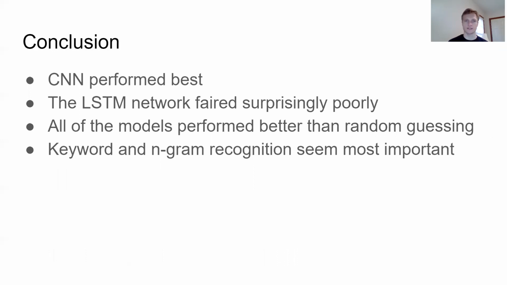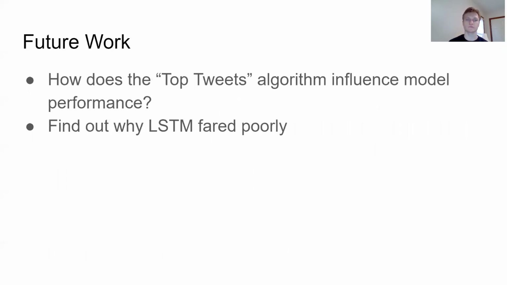The CNN performed best. I'm surprised that the LSTM did poorly, because the LSTM itself is designed for sequence data like tweets are, and natural language processing, which is what tweets are. All of the models perform better than random guessing, which is good. And the keyword and n-gram recognition seem most important in models, hence why the CNN performed the best.